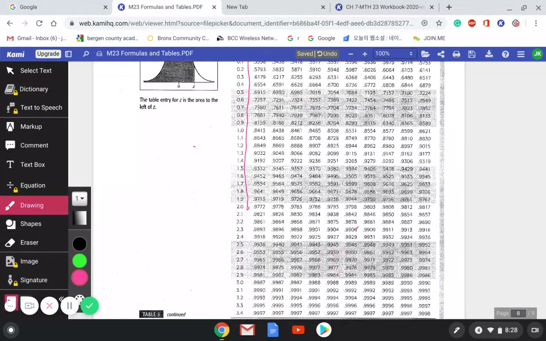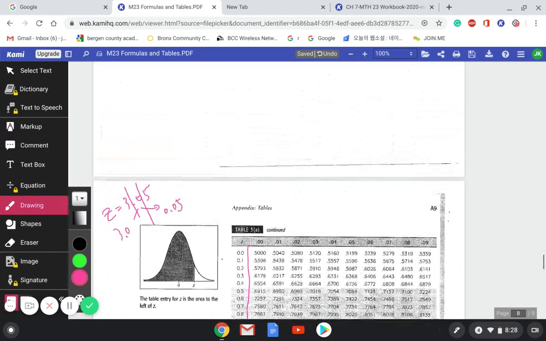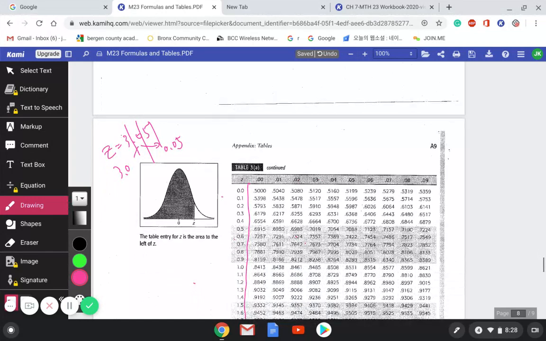So 3.0 is over here, okay? And then you make a line, a parallel line like this. And then, since z was 3.05, that's divided into 3.0 and 0.05. The 3.0 is the one we use for the up and down, under the z value, and 0.05 is the top value. So 0.05 is here. Okay, that's 0.05.